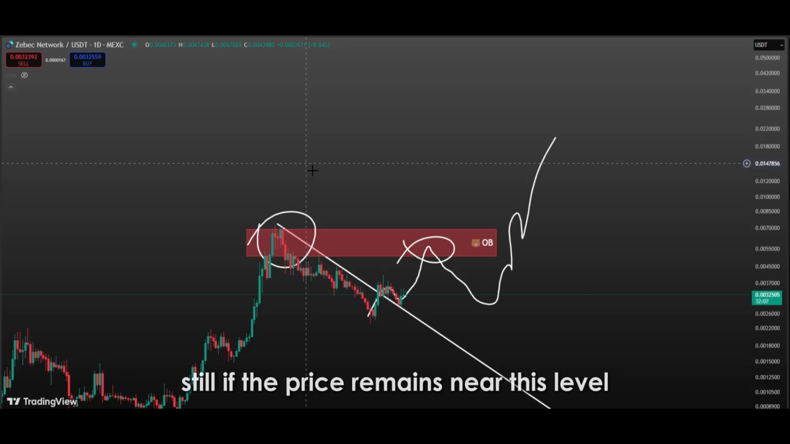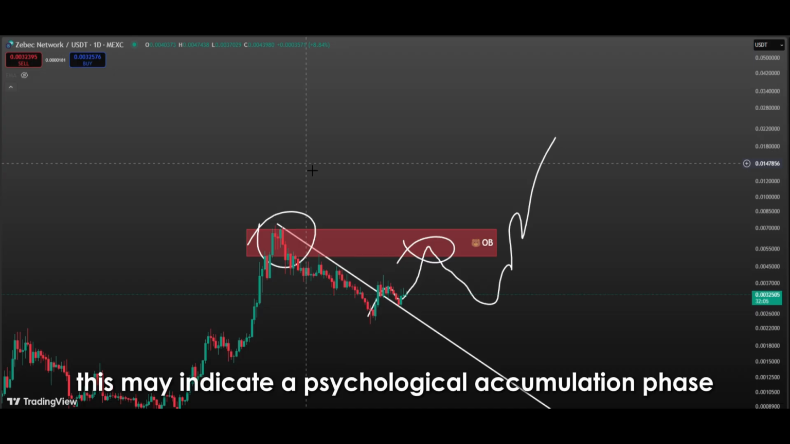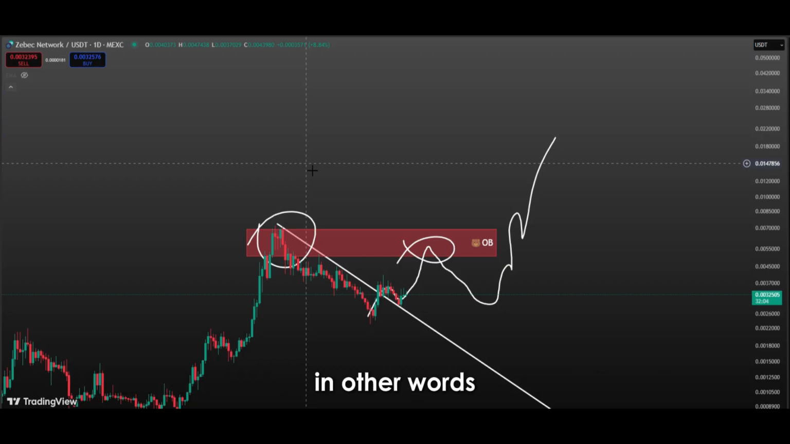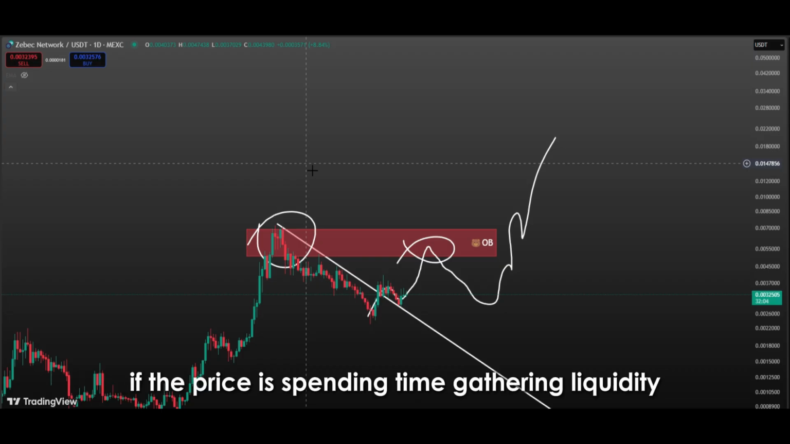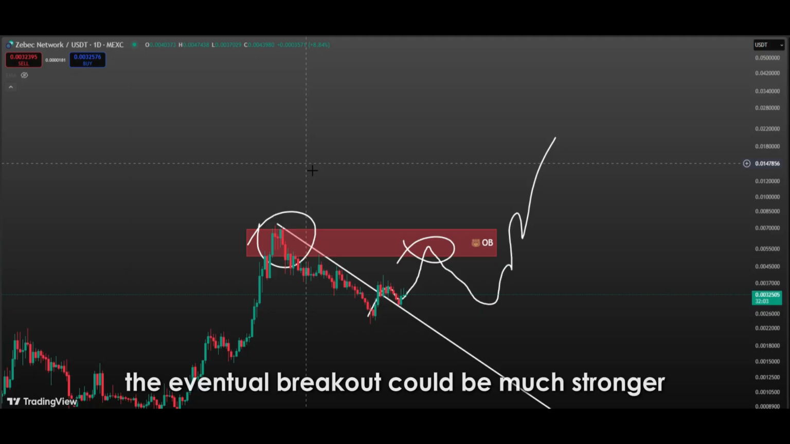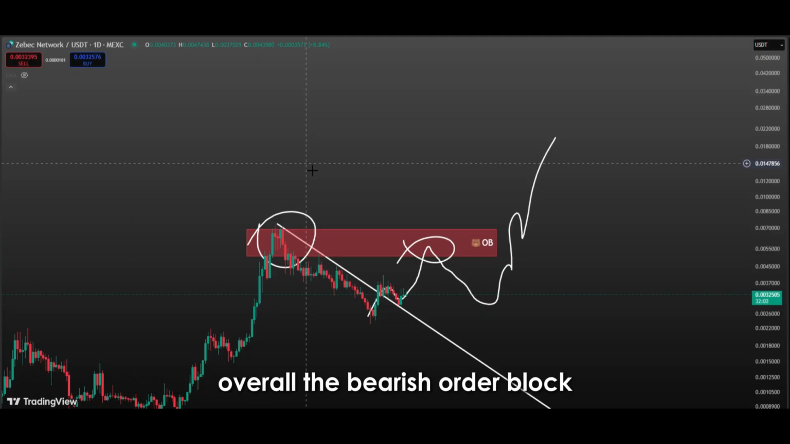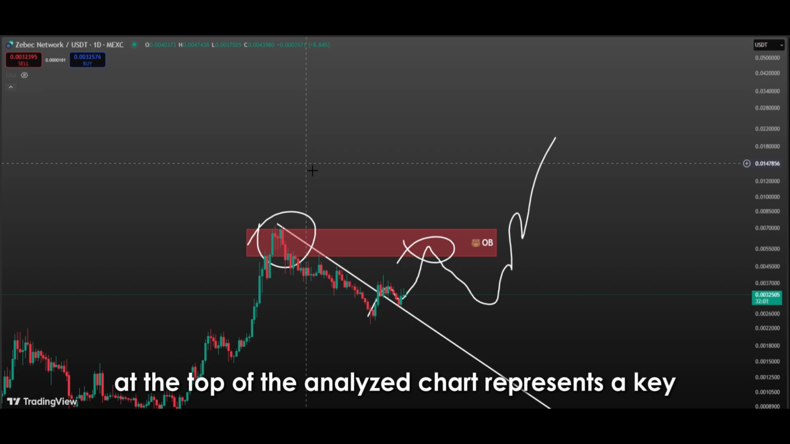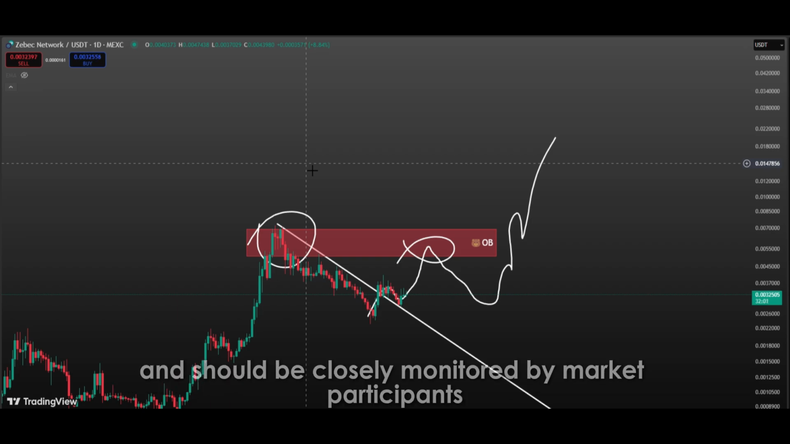Still, if the price remains near this level despite a few failed breakout attempts, this may indicate a psychological accumulation phase. In other words, if the price is spending time gathering liquidity at that level, the eventual breakout could be much stronger. Overall, the bearish order block at the top of the analyzed chart represents a key resistance point and should be closely monitored by market participants.